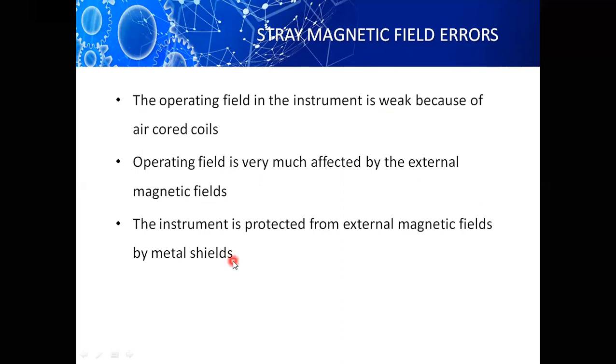So for the casing, in the case of the PM electrodynamometer type instrument, we should have a metal lining so that the external magnetic lines of force will not enter inside and alter the magnetic field, which is already weak, produced between the coils.